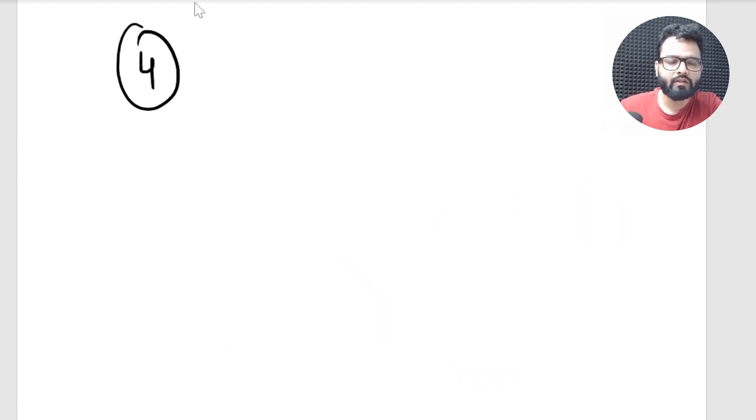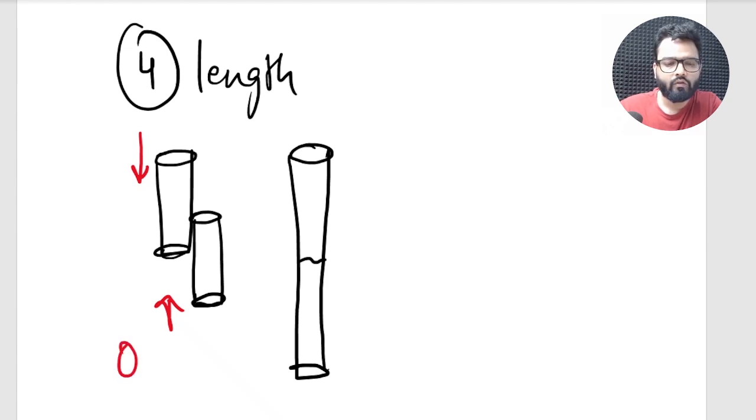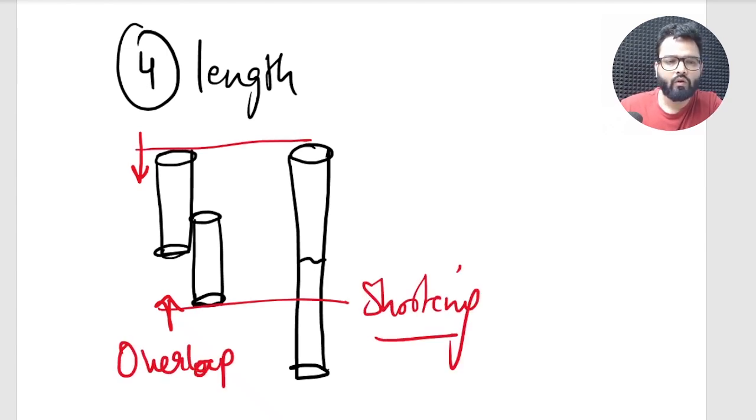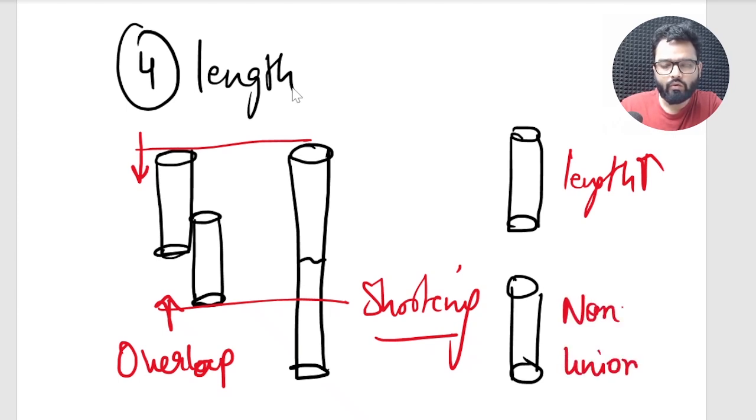The fourth type of displacement is change in the length, in which the overlap of bone will produce shortening, or if the fragments are distracted, then the length will increase, but it will lead to a non-union due to no contact between the fracture surfaces.